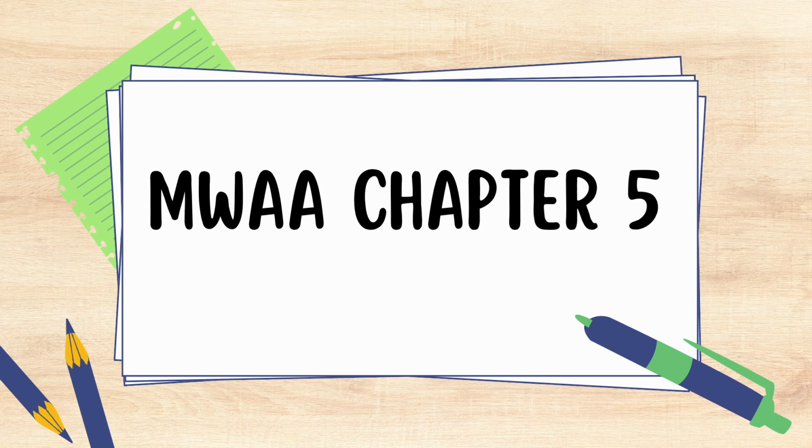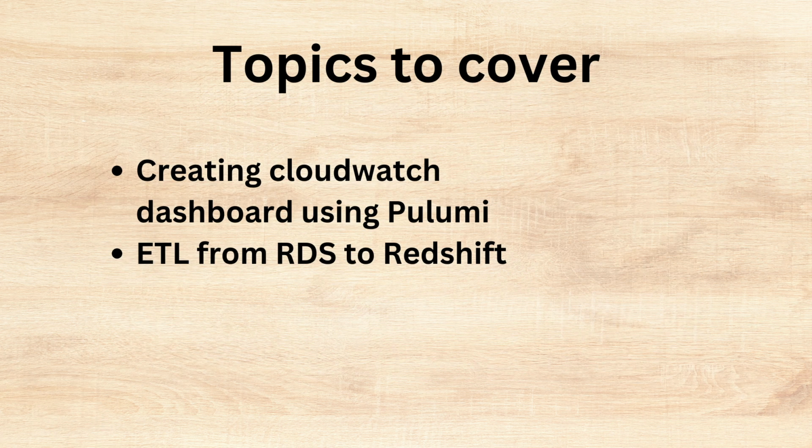Welcome back, fellow developers. In the last chapter, we ran our first DAG on MWAA, and also we checked out how to look at the logs in CloudWatch. In this chapter, we are going to cover two exciting topics: setting up the CloudWatch dashboard for MWAA metrics using Pulumi, and also creating a DAG that transfers data from Aurora Postgres to Redshift Serverless using S3 as an intermediary.